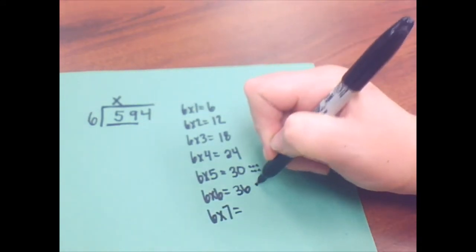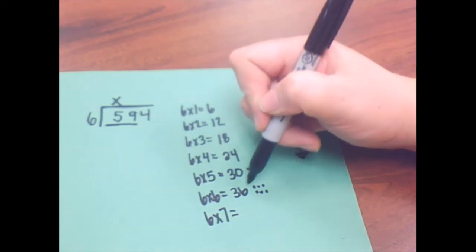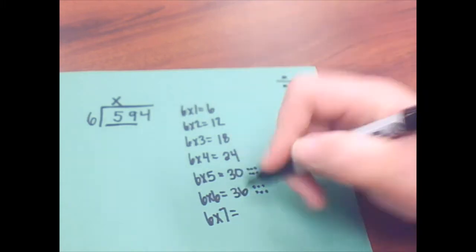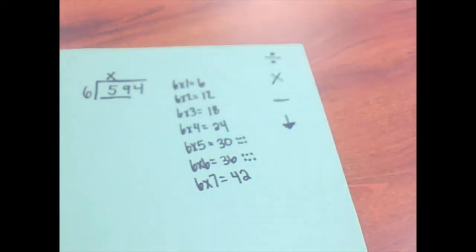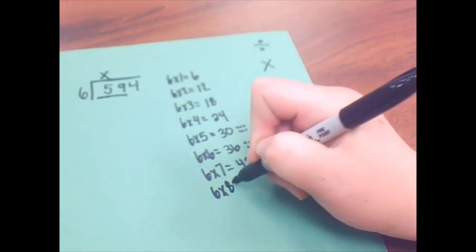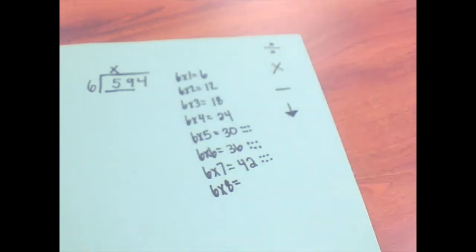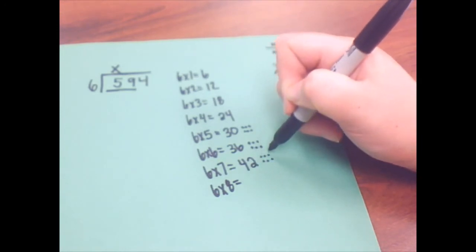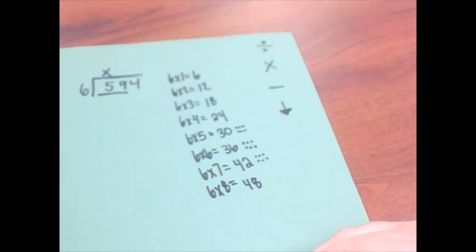I'm going to add my 6 dots, and then I can count 36, 37, 38, 39, 40, 41, 42. So 6 times 7 is 42. Have I gotten to 59 yet? I have not, so I need to keep going. 6 times 8. If I don't know what 6 times 8 is, I add my 6 dots and I count on. 42, 43, 44, 45, 46, 47, 48. I'm not at 59 yet. I have to keep going.